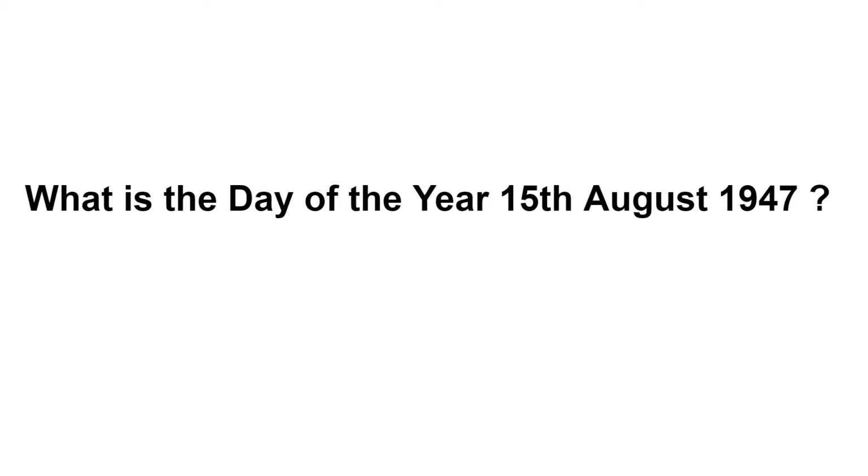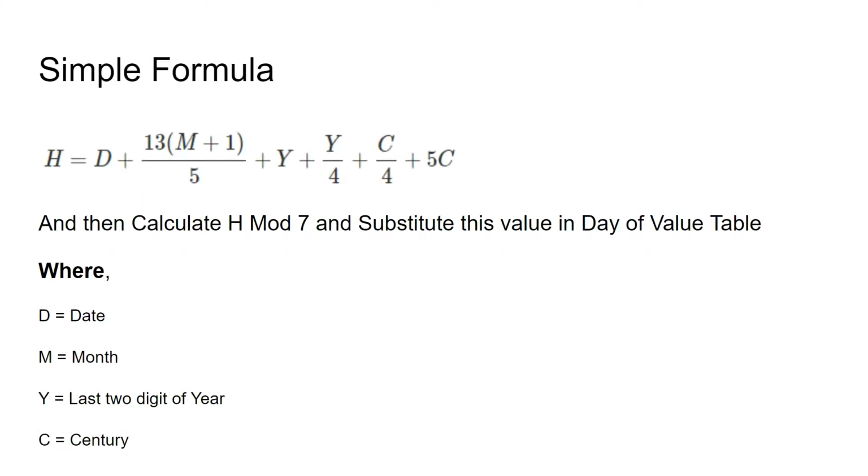If you don't know the trick, it's really hard to find the day, but if you know the trick, it's really simple. We are going to use a simple formula here, which you can see on my screen. Using this formula, we are going to find the day of the year. Substitute all these values and you get a final value of h. Then you divide this h by 7, and whatever remainder you get will tell you the day.